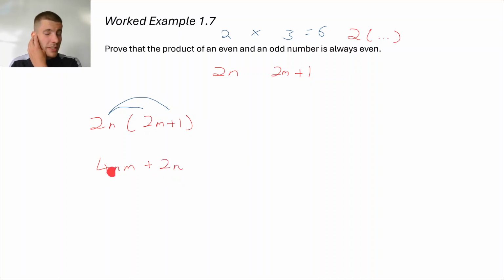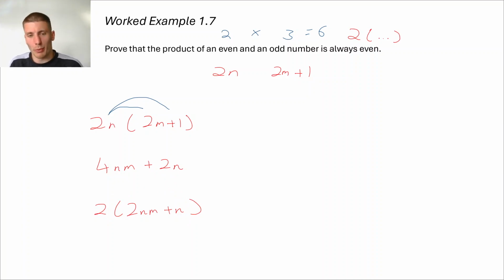Okay, and now here we said the goal is to show it's even. I want to factorize out the number 2, which I can do here, which is perfect. So I can factorize out a 2 from both 4nm and 2n. If I take out a 2 and open up a bracket, 2 times 2nm gets me to 4nm, and then 2 times plus n gets me to 2n. So 2 by 2nm gives me this, 2 by n gives me this, which is nice. Okay, and I've proven it.